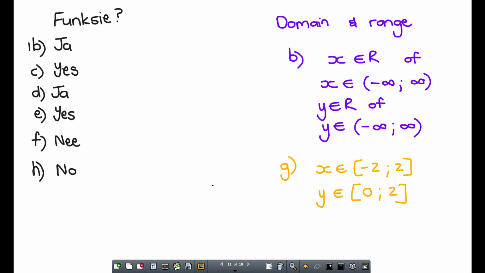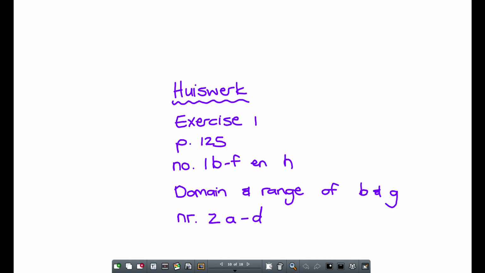Okay, let's quickly mark. Kyk gou daar. The question 1 said you have to, and we are now marking that. Exercise 1, jy moes doen B, C, D, E, F en dan H, waar jy net gesê het, is it a function or not? And then the domain and range, you only had to do of B and G. So kom ons kyk gou daar.